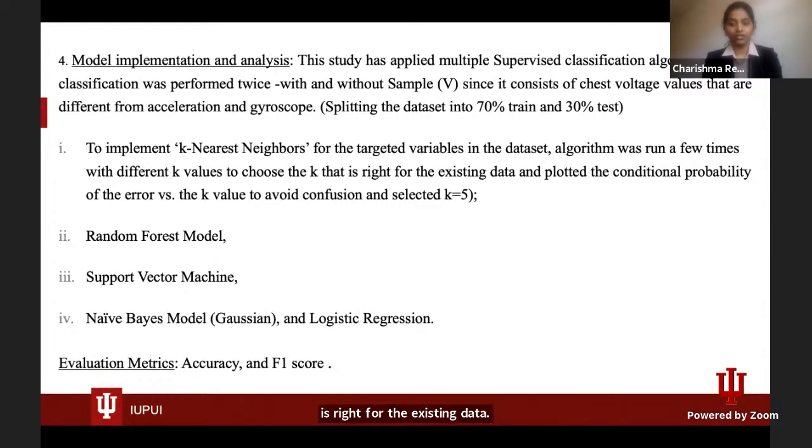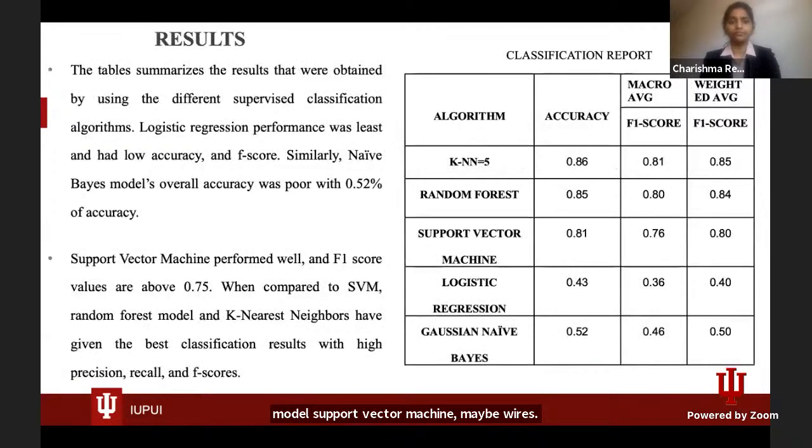Secondly, we plotted the conditional probability of error rate versus k value to avoid confusion, and selected a k value equal to 5, because when I increased the k value, the error rate was increasing in the graph. So that is the reason a k value of 5 was selected. The other models implemented are random forest, support vector machine, naive Bayes, and logistic regression. Metrics used to evaluate these models include accuracy and F-score values.